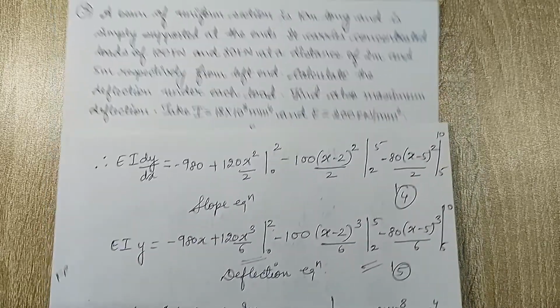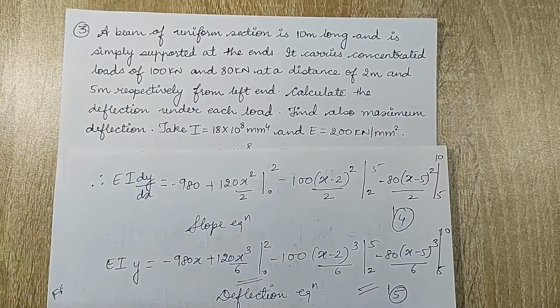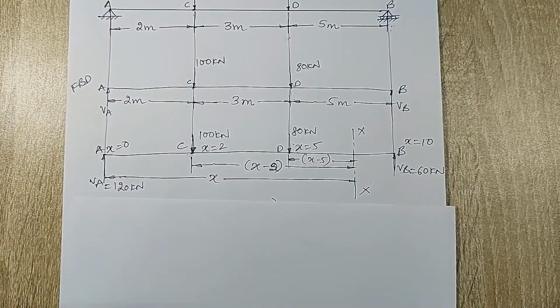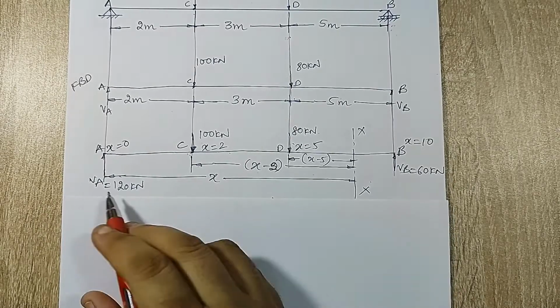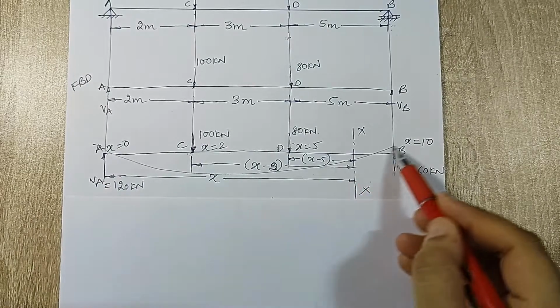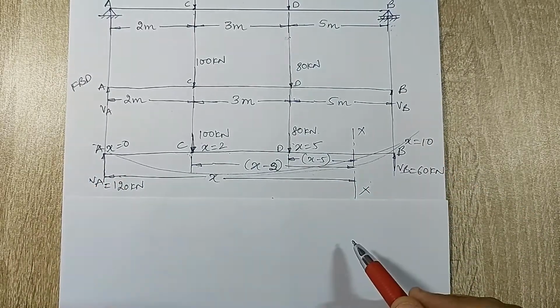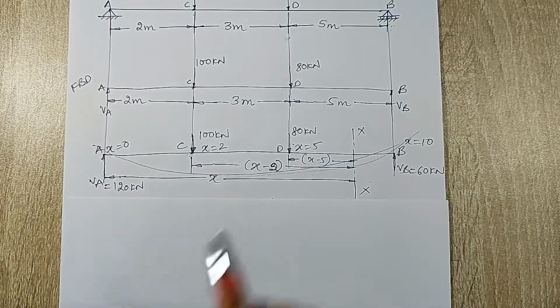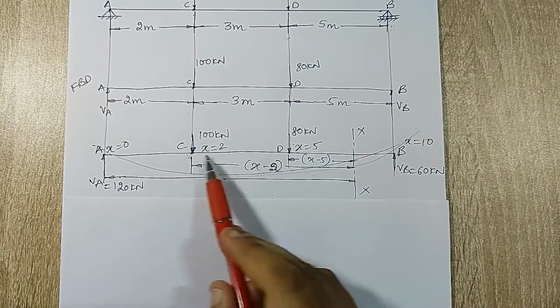Next, I have to calculate the maximum deflection on the beam. Now there is a technique for calculating the maximum deflection on the beam. If you look at the beam, you can understand that the deflection will be something like this. When you have a deflection like this, which is a sagging effect, the maximum deflection is bound to lie between the points C to D.